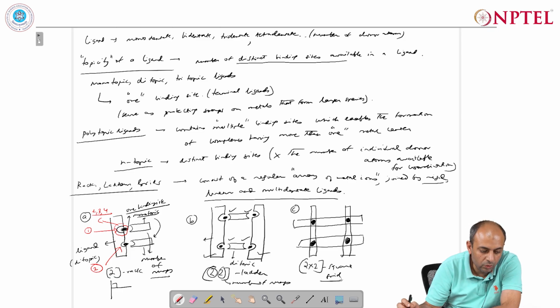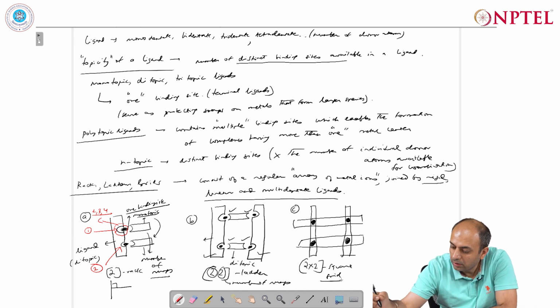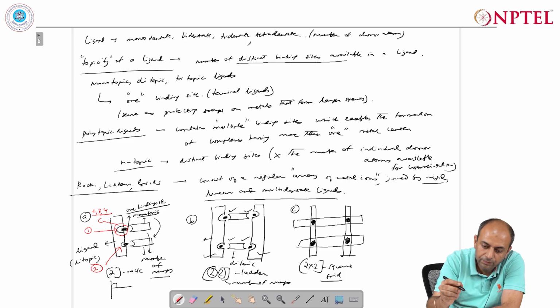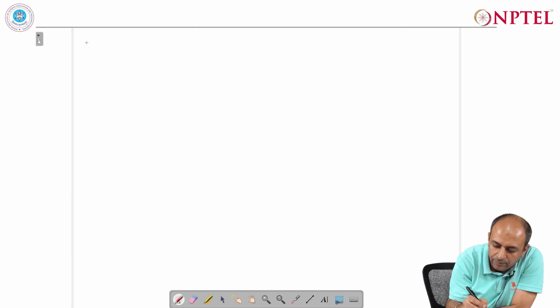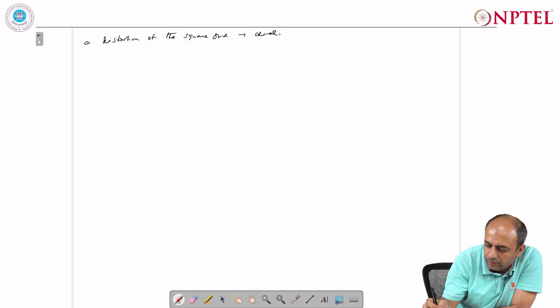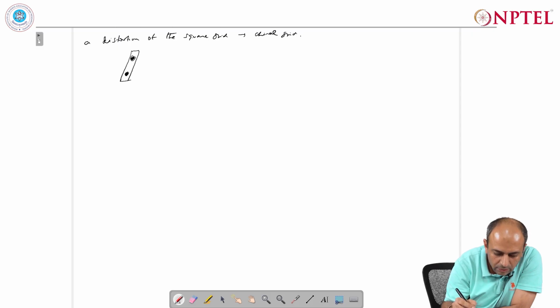This is a 2 cross 2 square grid, and from here you can have a distortion of the square grid. A distortion of the square grid can give you a chiral grid, where, for example, you have this particular arrangement, you have this here and you have this here.